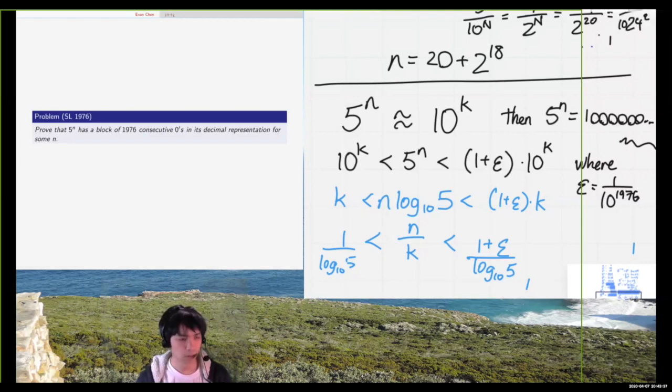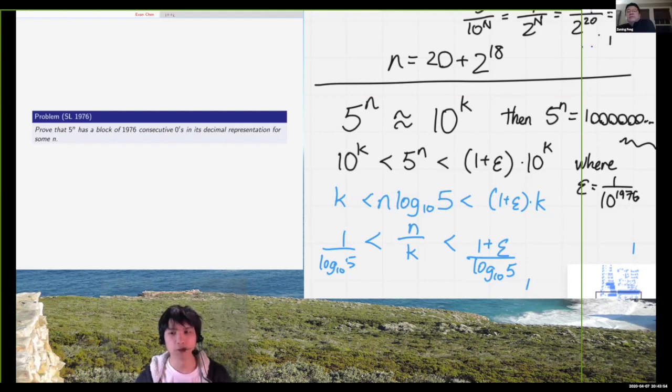Yeah. And you generate log base 10 of 5, 2 log base 10 of 5. So you need at least a million such numbers to get there. So their difference is very tiny.